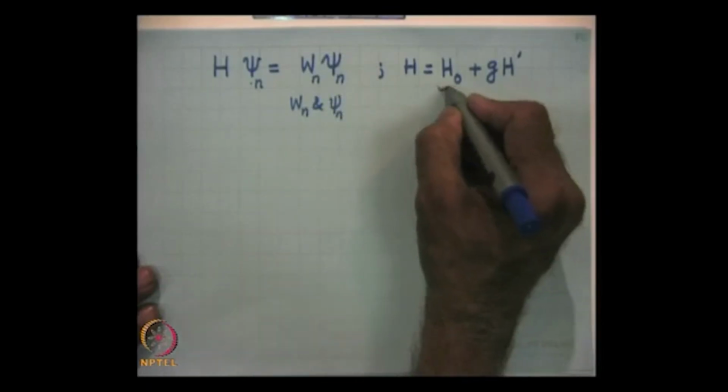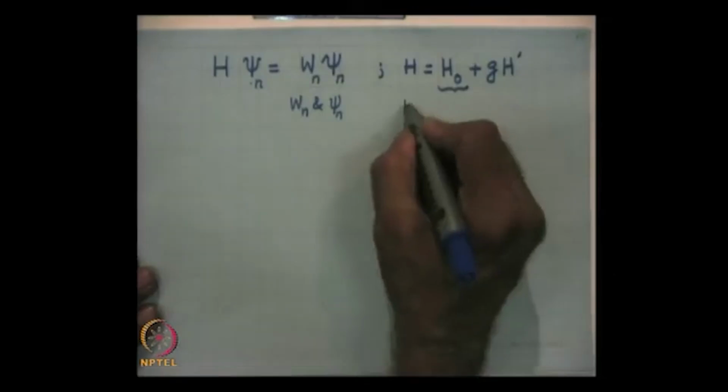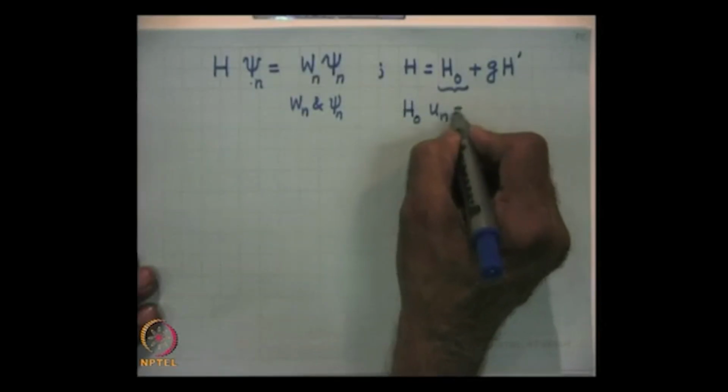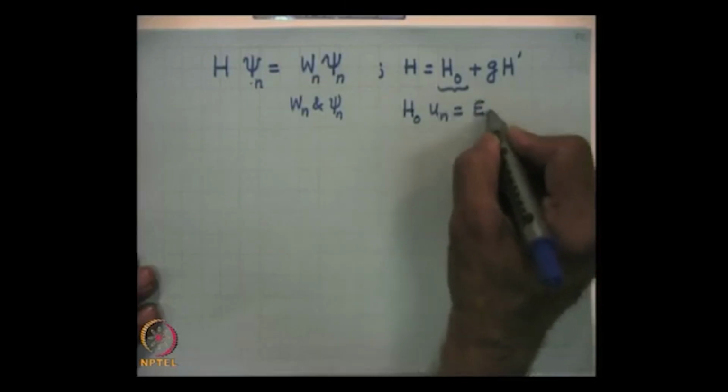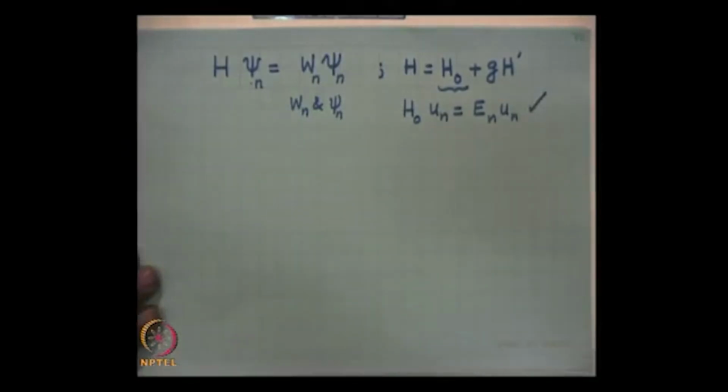However, we know the eigenvalues and eigenfunctions of the operator H naught. So, the solutions of this are known. So, H naught u n is equal to E n u n. This we know. So, therefore, let me state the problem clearly.